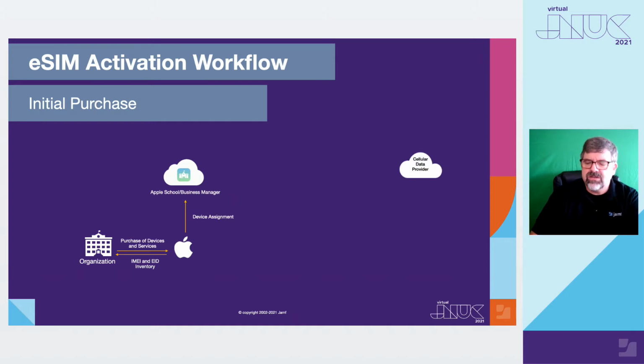Now we're going to contact our cellular data carrier and provide them that comprehensive list of our EID and IMEI numbers so they can provision our eSIM profiles. Here, you'll want to work with your cellular data carrier and determine when those profiles need to be provisioned.